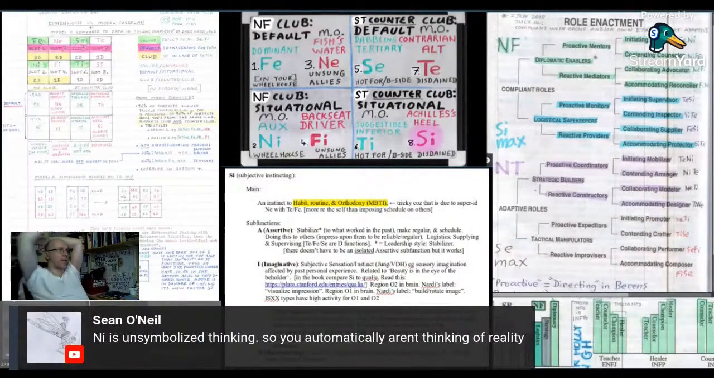What have we got here? NI is unsymbolized thinker. So you automatically aren't thinking of reality. If you're saying unsymbolized thinking, would that include thinking outside of language? Because language uses symbols, in that you've got a mostly arbitrary relationship between the word and the signified or interpretant, depending on whether you're using Saussure or Peirce.